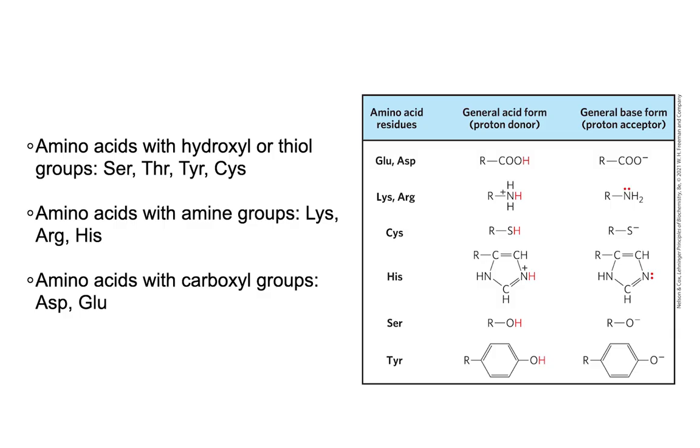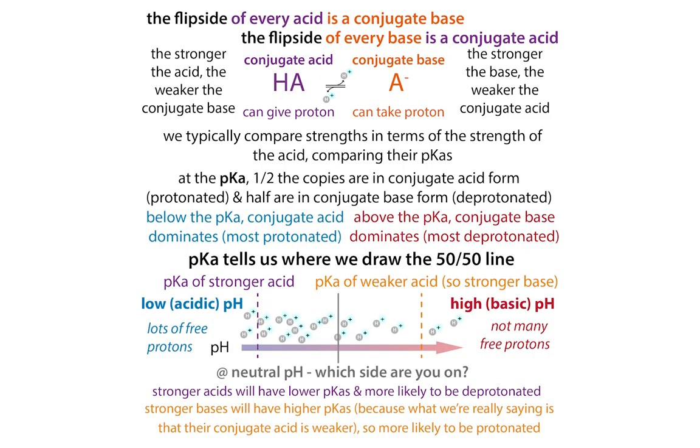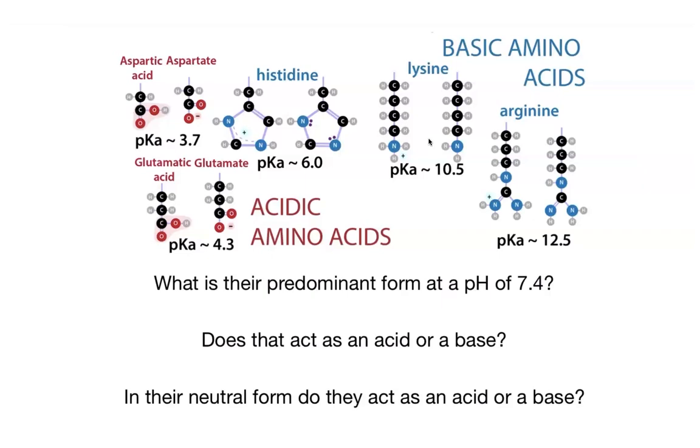But the naming can get kind of confusing because anytime we have a weak acid, we're going to have to talk about its conjugate base as well. And we talk about things going back and forth between the acid and the base. So how do we choose whether we call something basic or acidic? In the case of amino acids, it's based on their neutral form.